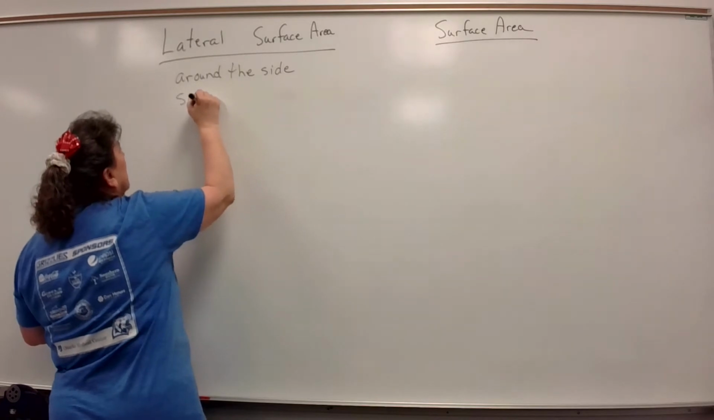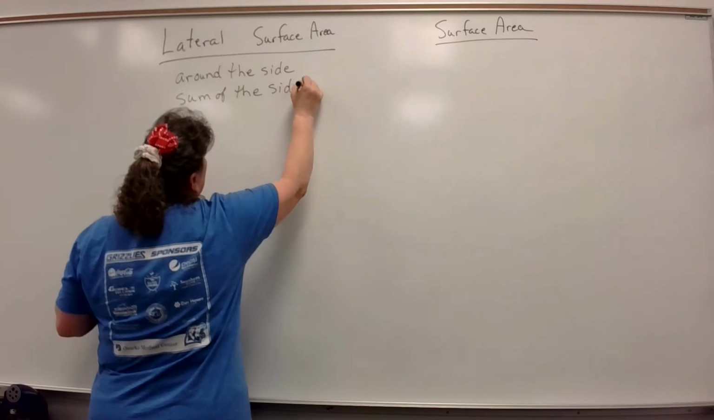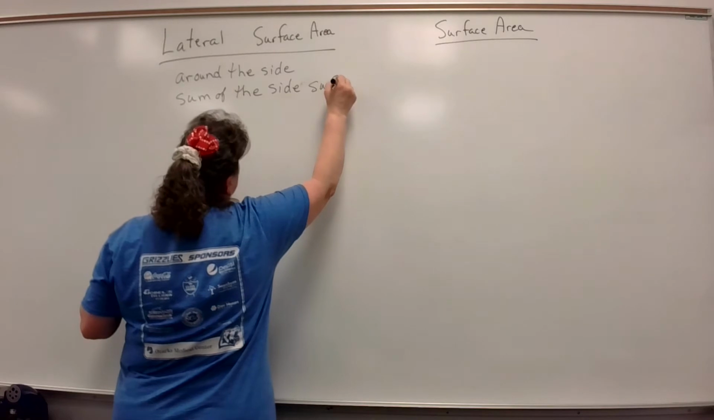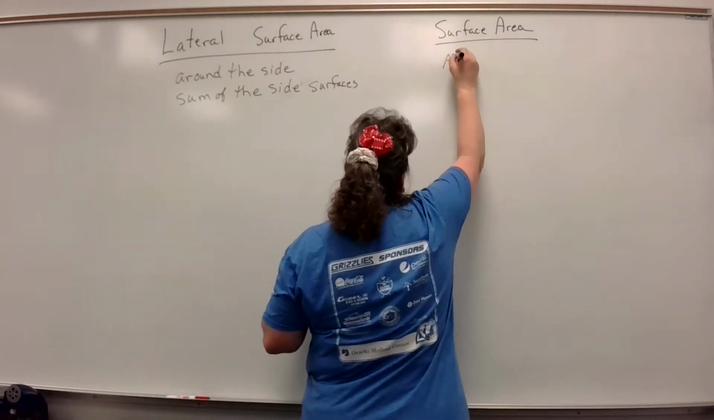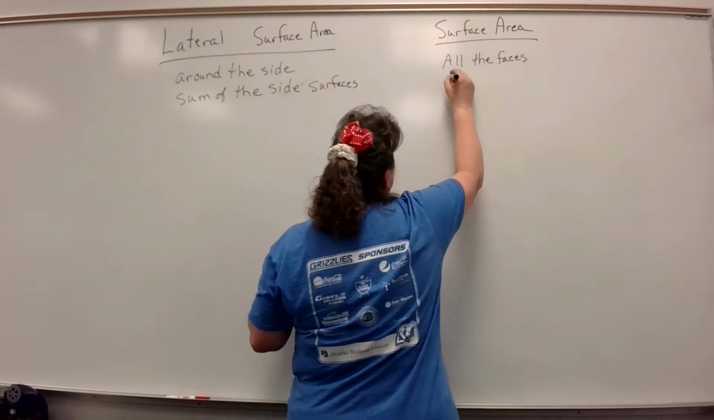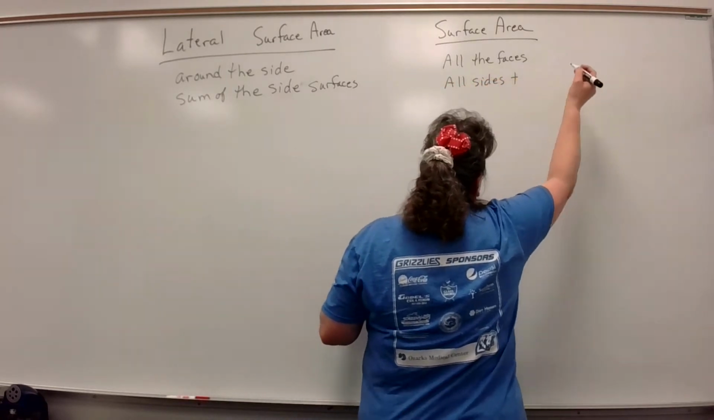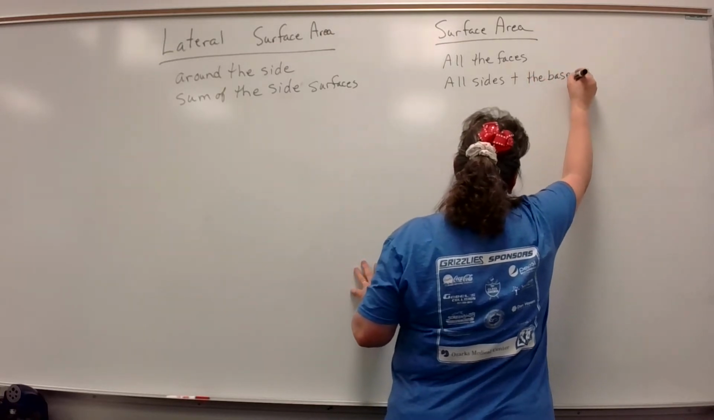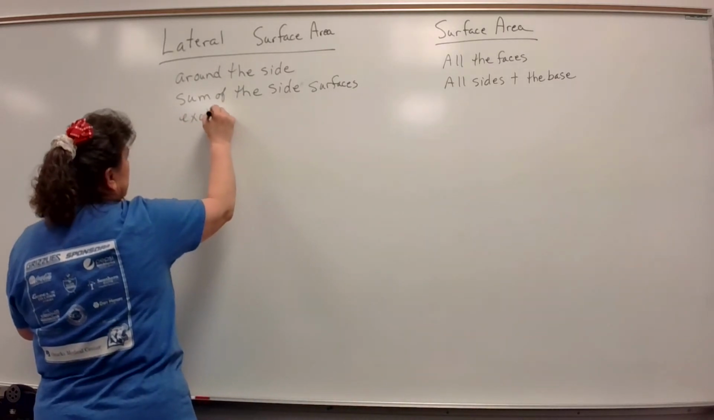Sum of the side surfaces, or the faces. Whereas a surface area is all the faces. So this includes all sides plus the bases. So this is the difference between the two. This one excludes the base or the bases.